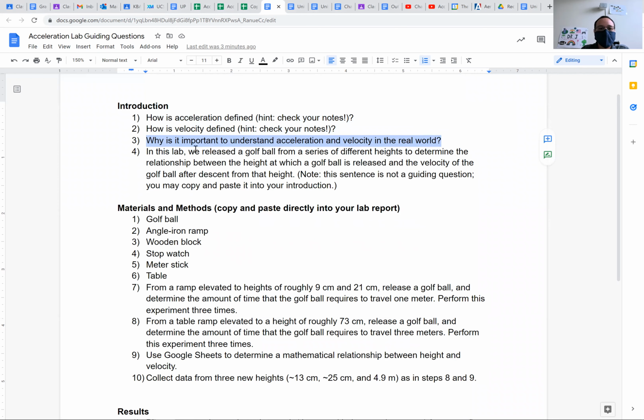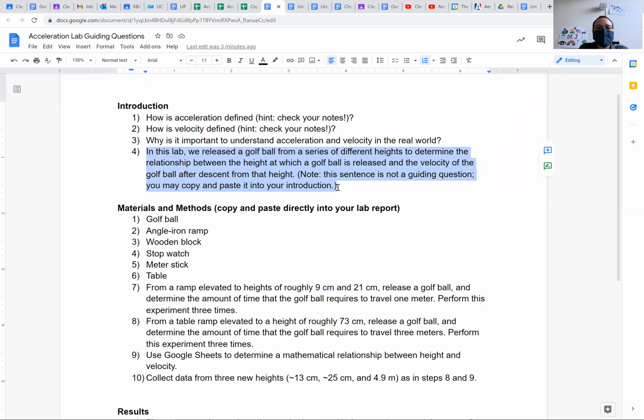Then, from your own understanding, you'll discuss why it's important to understand acceleration and velocity in the real world. This last piece isn't a guiding question. You can just copy and paste this sentence into your lab report. The reason is that this is a pretty technical sentence, and I don't feel it's fair to ask you to write this sentence at this point in your science career. So go ahead and just copy paste this into your lab report.